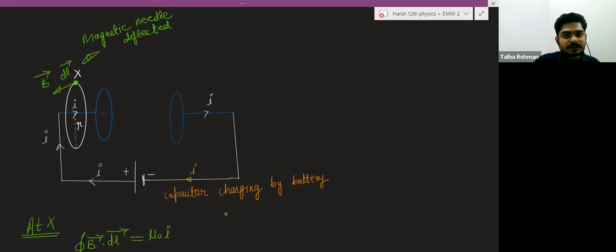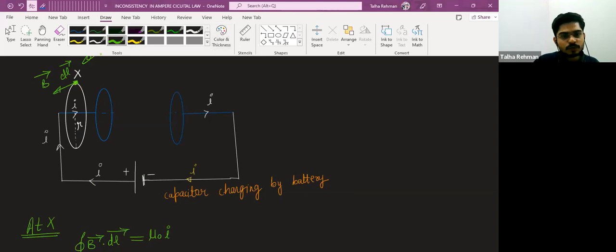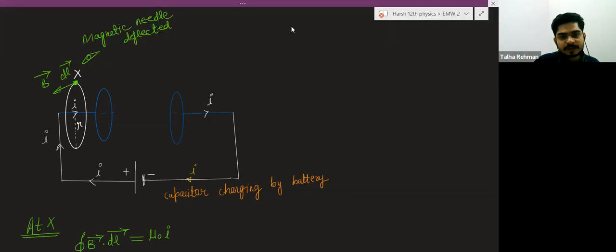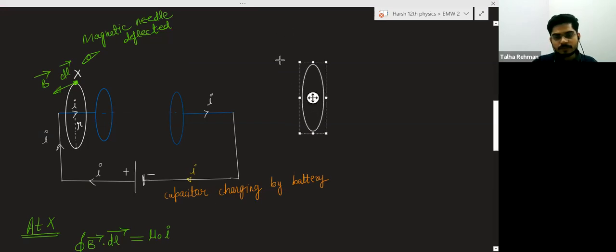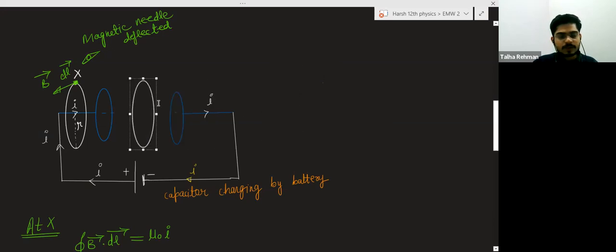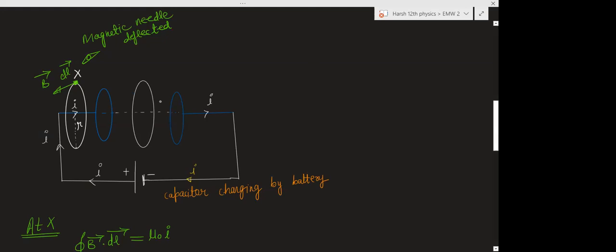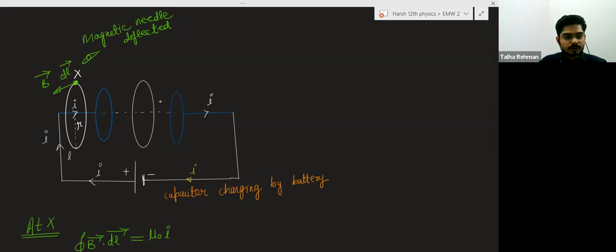The problem arises when I have taken a loop like this, in between the plates of the capacitor. Now what I have done, I have taken a loop in between the plates of the capacitor. This is your loop 1, and this is your loop 2. Suppose this is a point Y, which is at the same distance r, small r.